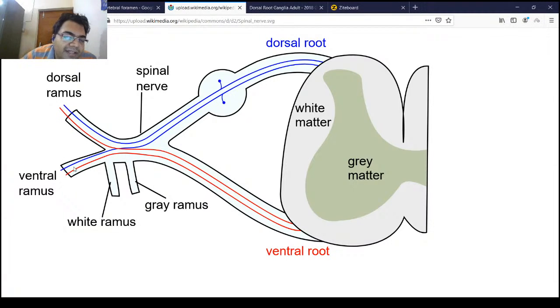One blue and one red is here, but after crossing this specific intervertebral foramen, both the blues are combining together, both the reds are combining together. So this is known as the ventral ramus, and this is known as the dorsal ramus.